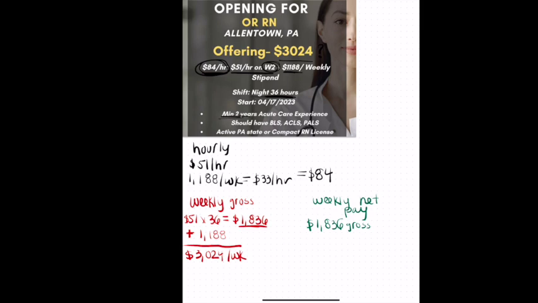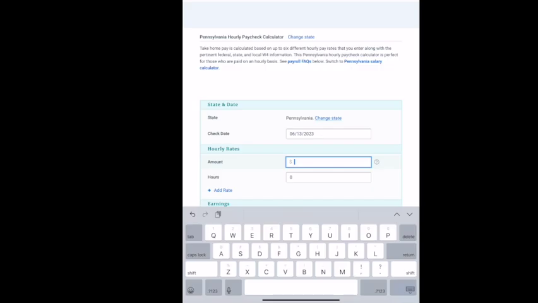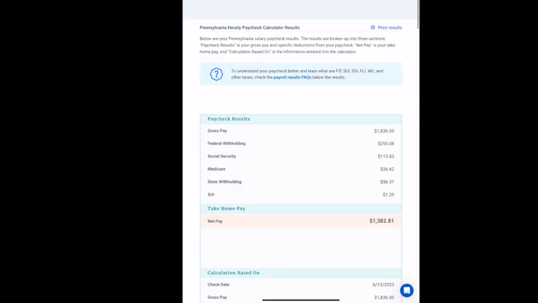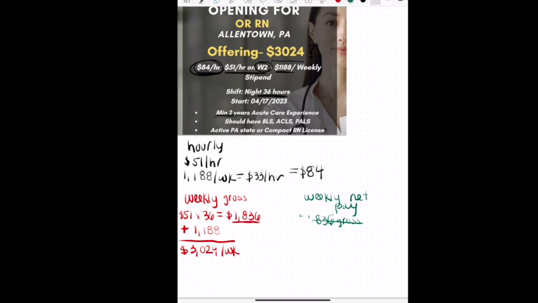But how much is actually what we will be taking home? So let's go back to paycheckcity.com, and we're in Pennsylvania making $51 an hour for 36 hours. And our net pay will be $1,382.81. So again, it calculates out everything for you, which is great. I'm going to put an X through this. Whoops. 1,382 is our net.